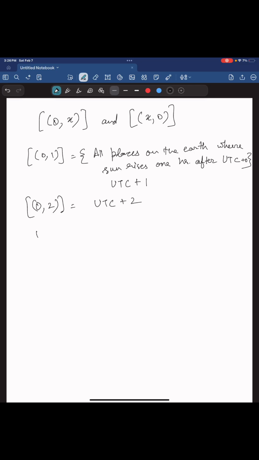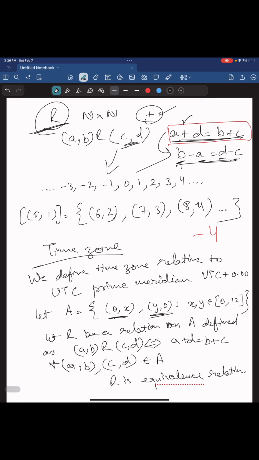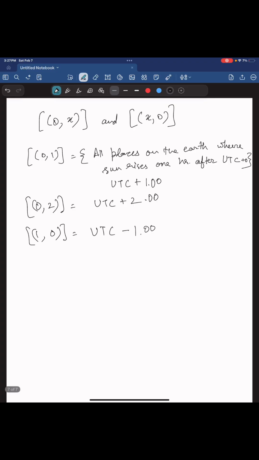In other words, similarly (1, 0) would be UTC minus 1, and you can put decimals as well. So using the same relation, a very simple one, just giving the relation between the difference of these two points, if they are the same, they're going to be related to each other. Similarly, using the same relation, we define the time zone.